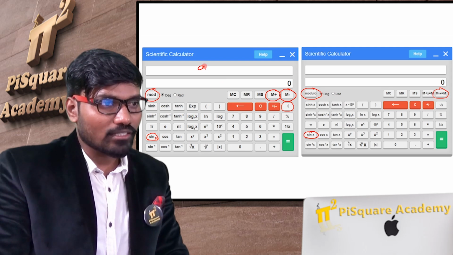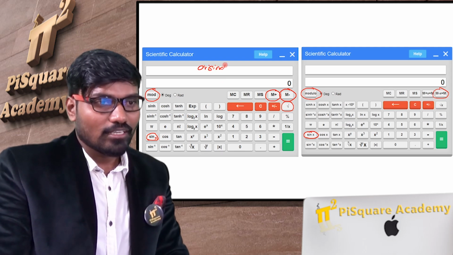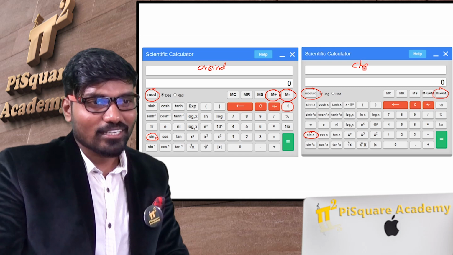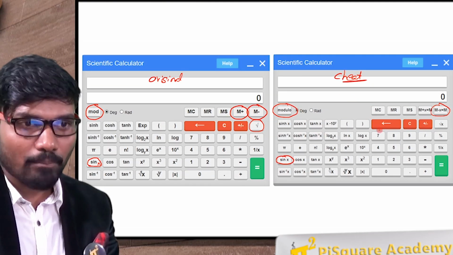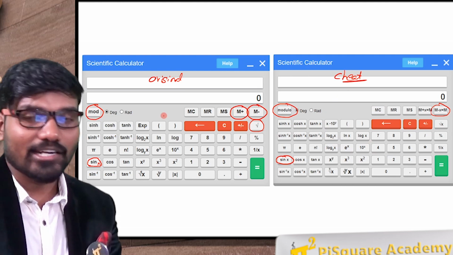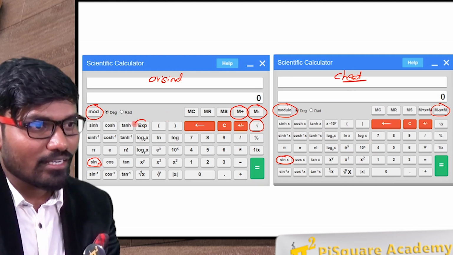This is the original calculator. This is a cheat calculator. This is with the cheat code. You practice on this and apply the same practice that you made on this, and here it will work just the same. Look at this, exp.